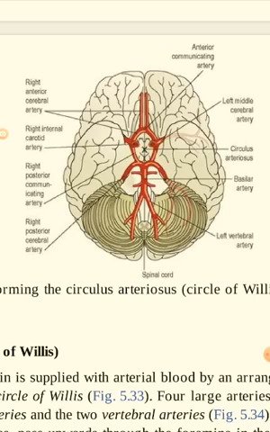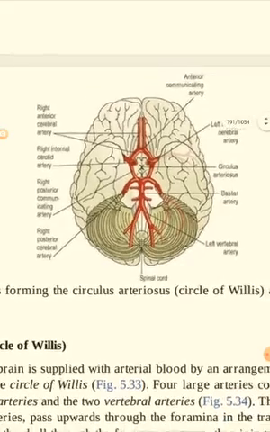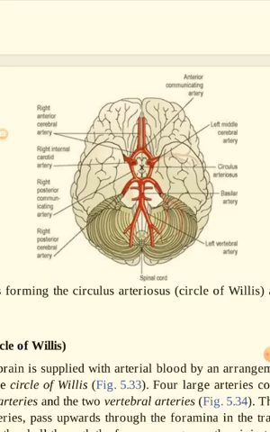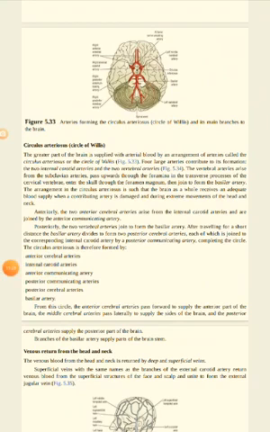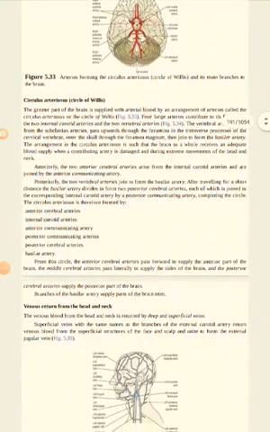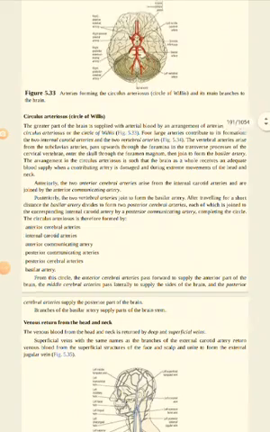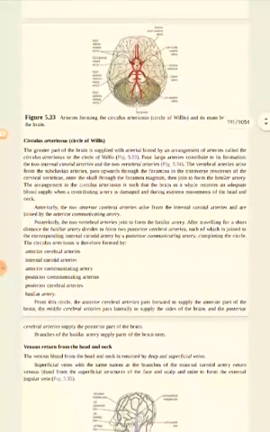The major contributors to the circle of Willis are these two internal carotids and two vertebral arteries, which through various branches like the anterior cerebral artery, posterior communicating artery and basilar artery, supply the base of the brain. Branches of the basilar artery also supply different parts of the brain stem. So you must know the circle of Willis, which is very important. This is all about the arterial supply of the brain.